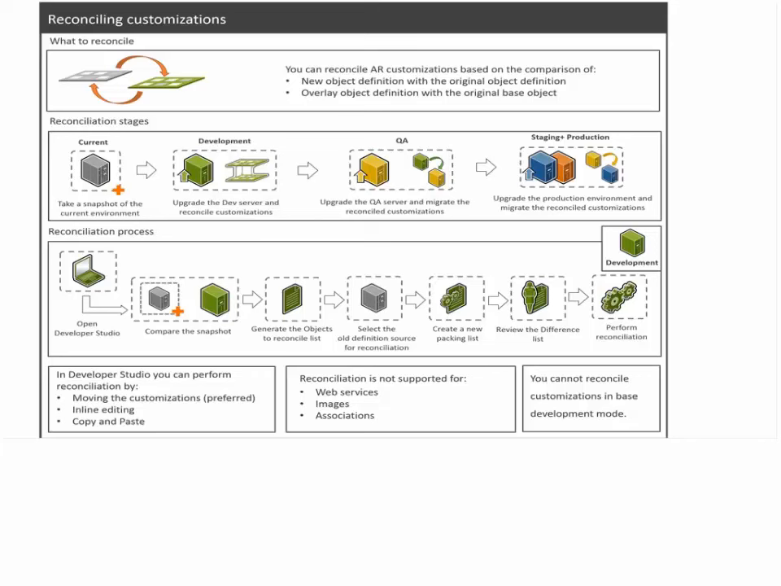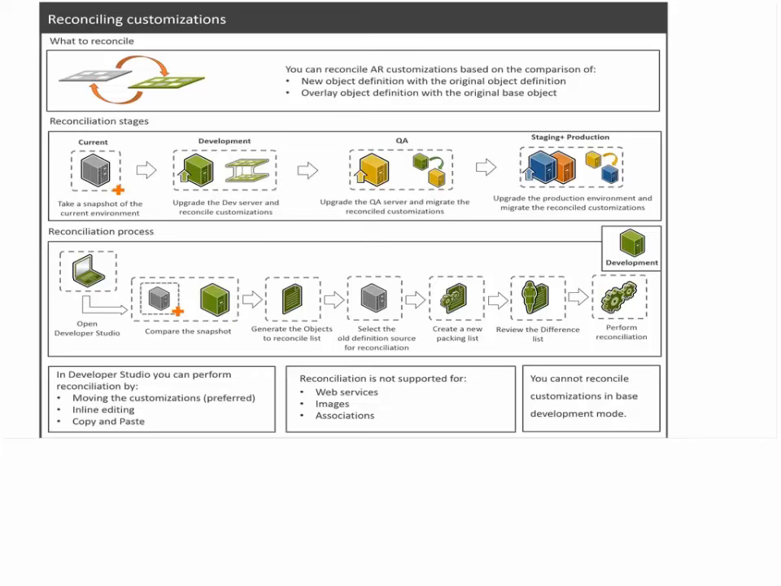So once you have this list of objects to reconcile, you specify the old definition source, which is basically your pre-upgrade server, because this tool needs to do a comparison of the two definitions, the old and the new, to find out what it is that BMC has changed. You can also optionally provide a packing list, and as and when you reconcile an object, that object gets added to this packing list. And then you start double clicking on these objects present in that list to view the difference, and then do the actual reconciliation.